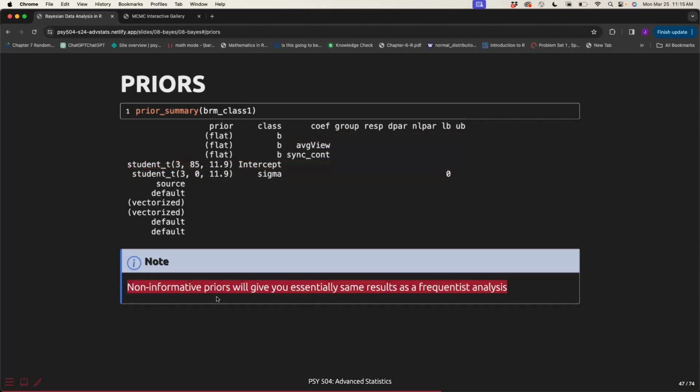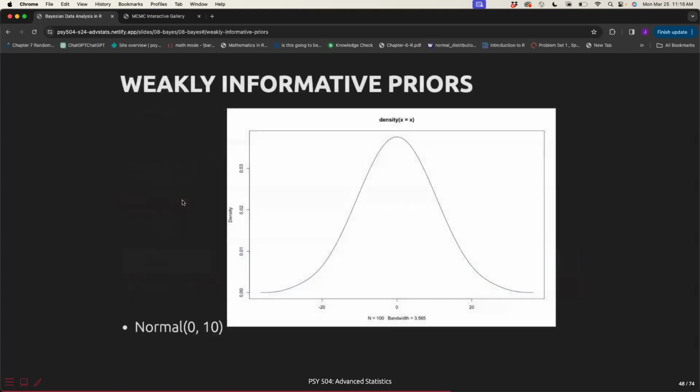And as I said before, non-informative priors will give you essentially the same results as a frequentist analysis. So I had you guys do this in the ordinal lab, where you ran the BRM function for the ordinal data, and the results were essentially the same, right? There was no differences. But we shouldn't use non-informative priors. We should use weakly informative priors.